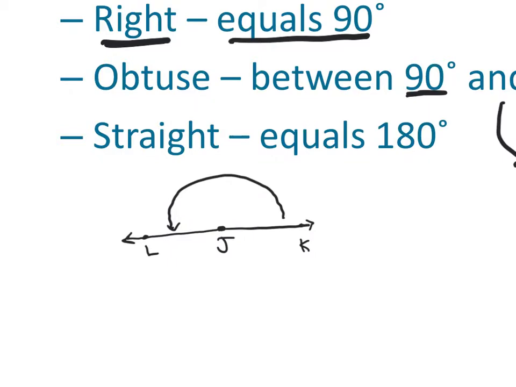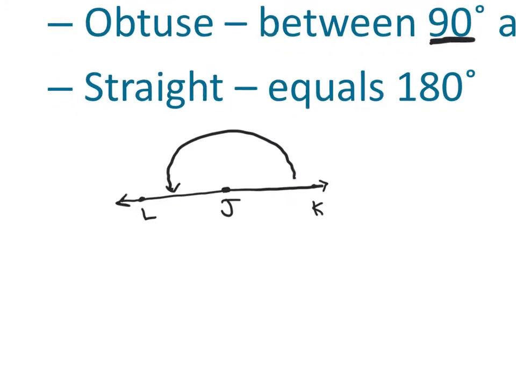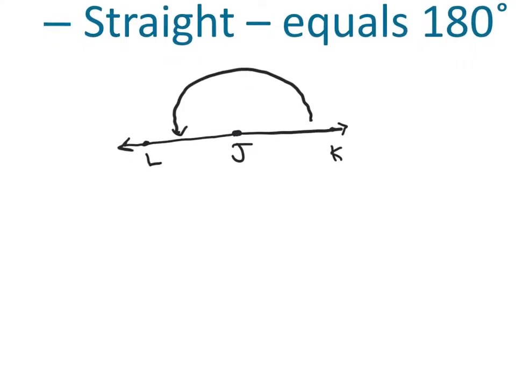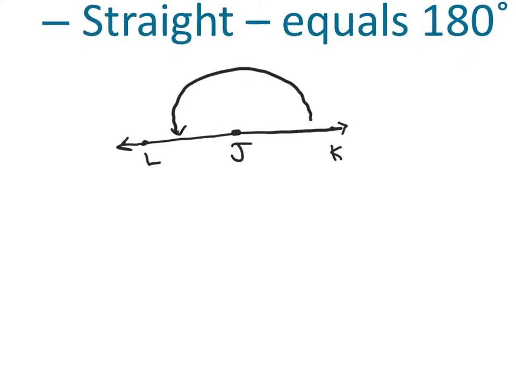Now, what could I call that angle right there? Give me 3 names for that angle right there. Yes, ma'am. LJK. So angle LJK is one. Sir. Angle KJL. KJL. And another one.